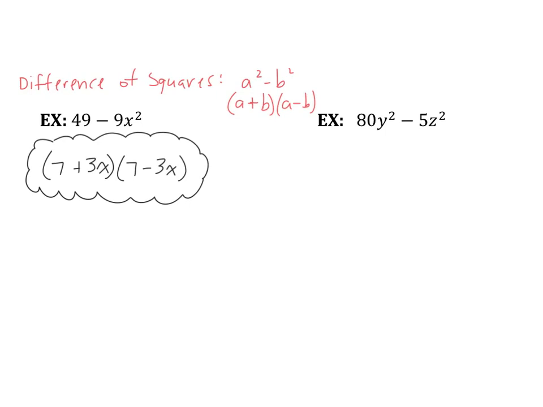Okay, take a look at this next example here. 80y squared minus 5z squared. Well, we have two terms and our variables are perfect squares, but the coefficients aren't. But what do we notice? Hopefully you notice GCF. All right, so we're going to pull out that 5, which is our common factor. And what are we left with? We're left with 16y squared minus z squared. All right, factor it fully from here. I'm going to pause the video. You should as well, and finish this problem factoring.